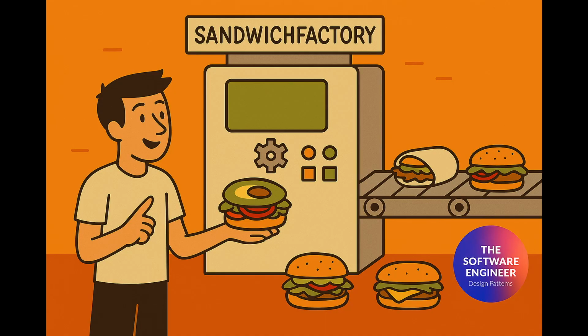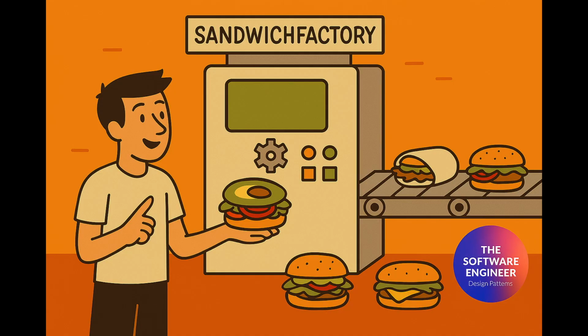Why is this useful? Because it keeps your code flexible, scalable, and testable. You can add new sandwich types or switch objects without rewriting the entire system. Your business logic stays clean and your sandwich shop runs smoothly.